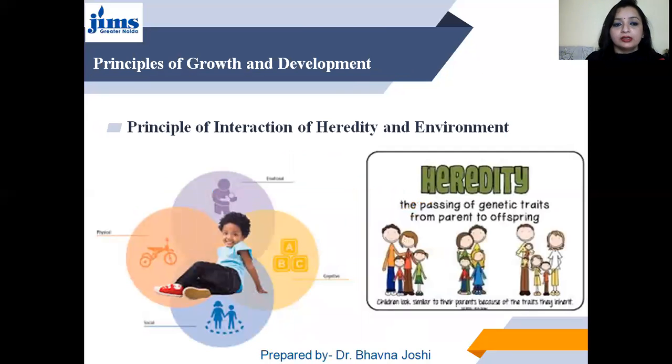So the next principle is principle of interaction of heredity and environment. We all know that development is caused by both heredity and environment. An individual is a product of both heredity and environment. Both play a very important role in physical, intellectual, emotional, and social development of the child. So it is very important. With heredity, the environment in which the child is growing is also very important with respect to growth and development.